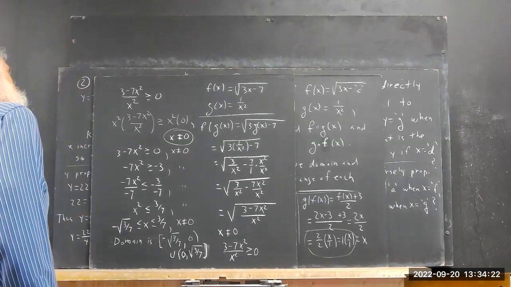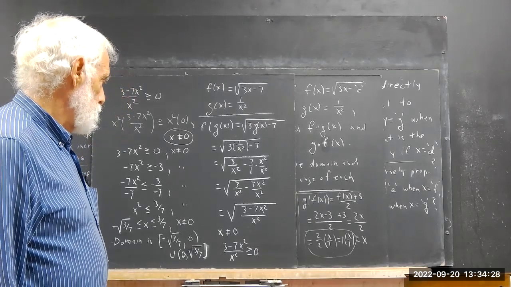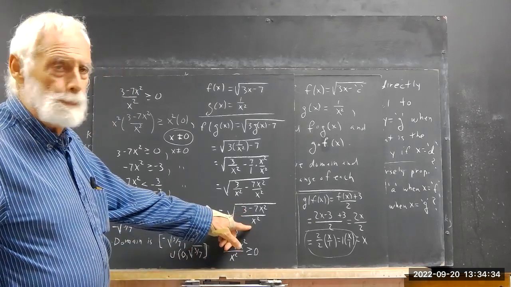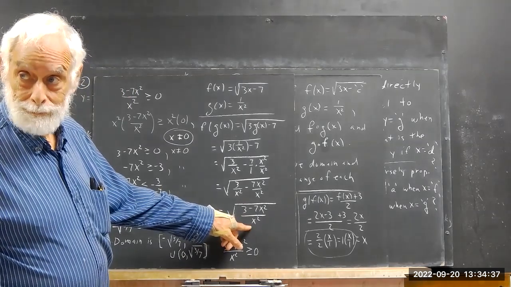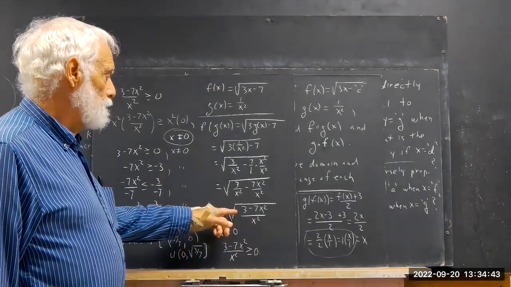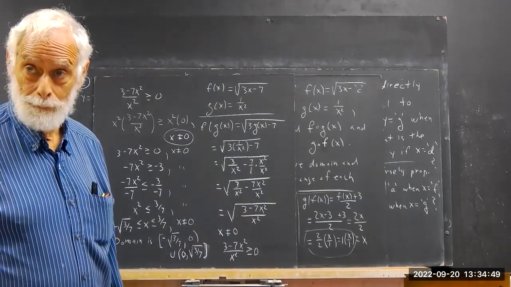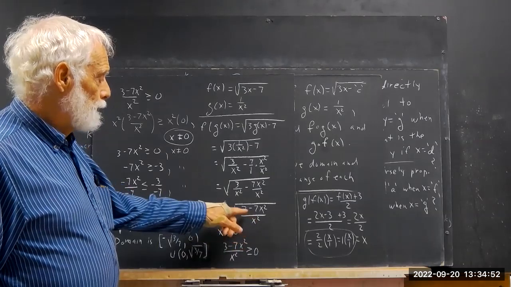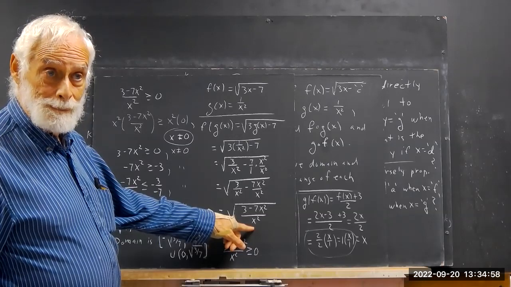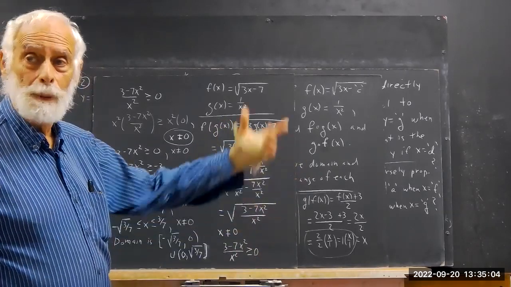Our range. X can be as close to 0 as you like. Your numerator is going to be a number between 0 and 3. If you divide a number between 0 and 3 by a really small number, you get a really big result. You'll be counting to 0, or you'll be counting to 3 by zeros, okay?